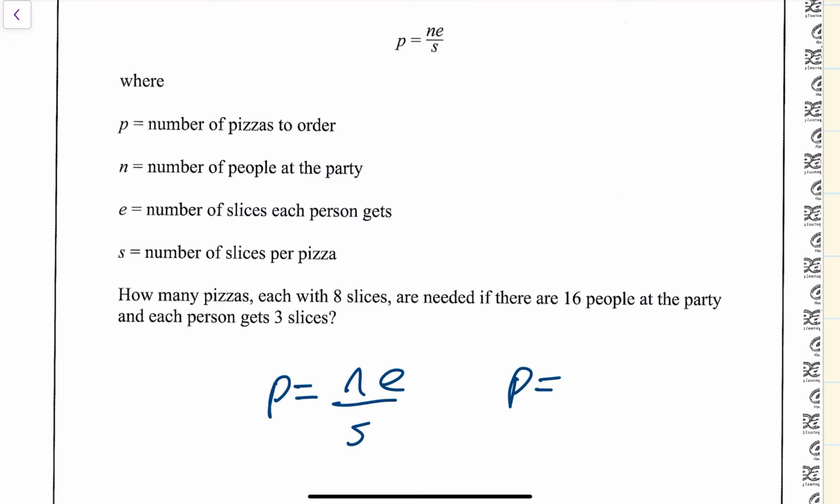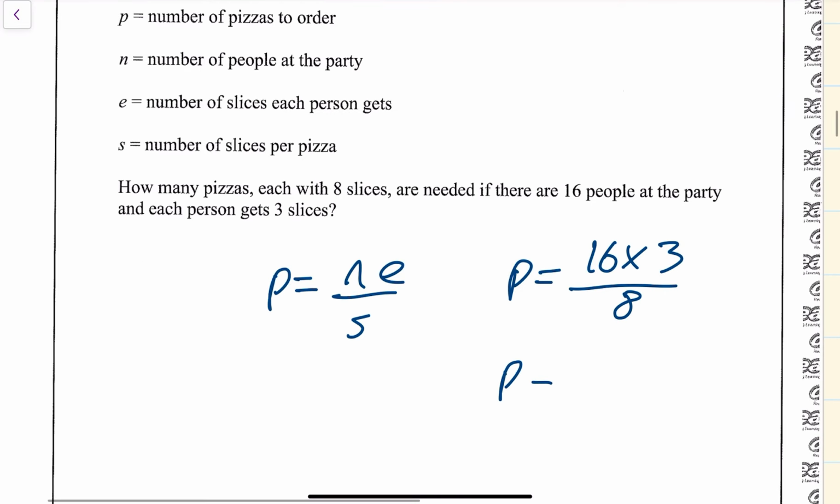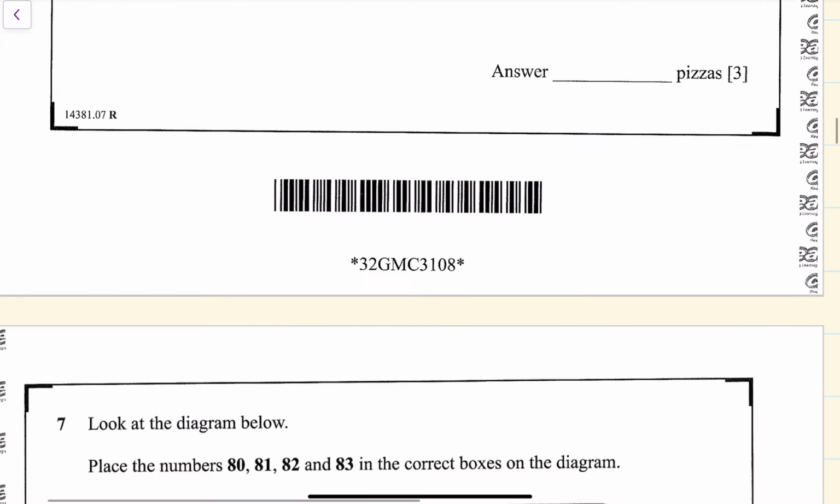So for her, P is equal to, there are 16 people, and E is the number of slices each person gets, and that's divided by S, which is the number of slices per pizza. So if we do that, you're just going to get 6. So 6 pizzas needed.